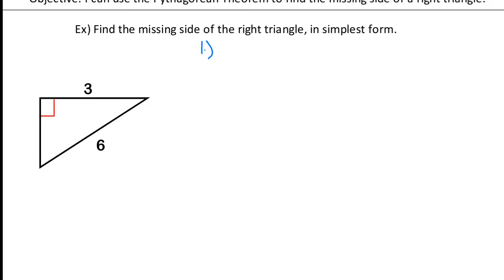The first thing you want to do is identify the hypotenuse, and you're going to label it as C. So step 1, I'm going to look for the right angle, and then across from the right angle is going to be my hypotenuse. So I know that that side is the hypotenuse, so 6, I'm going to label it as side C.